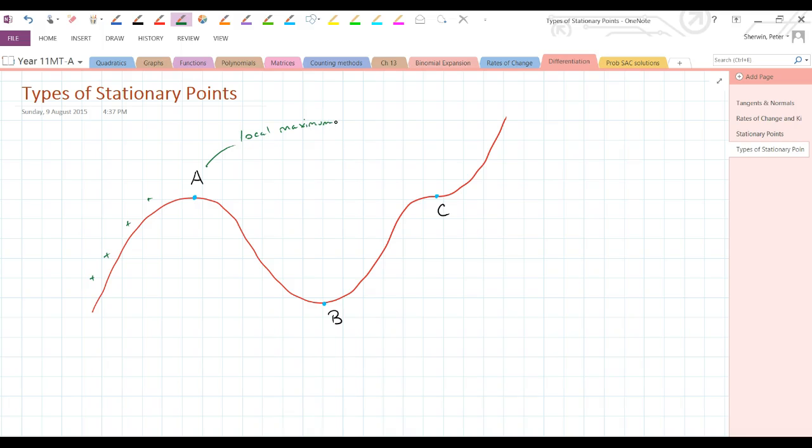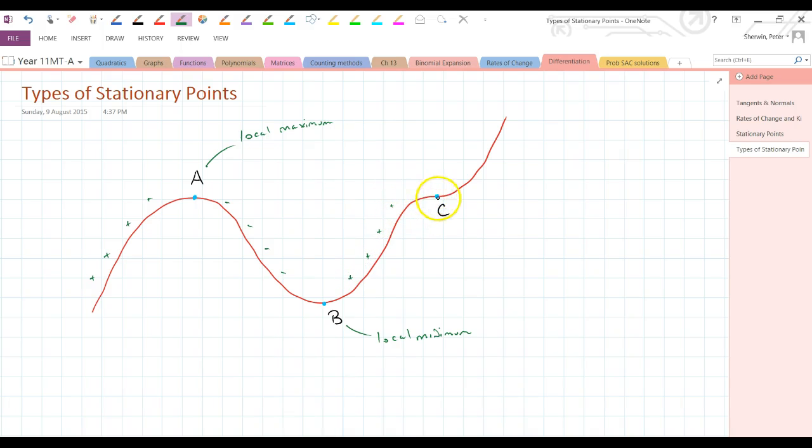We discussed, didn't we, why it's called a local maximum, not an absolute maximum, because it's not the maximum value of the curve. It's just the maximum in its locality, which means it goes from a positive to a negative gradient. And then B here is a local minimum, and its feature, from left to right, is that it goes from negative to positive.